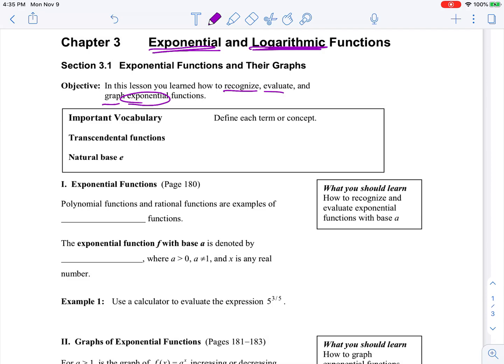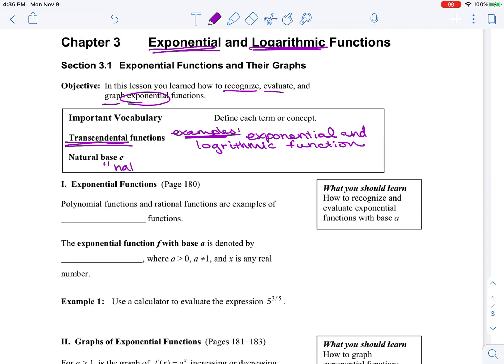So here is some important vocabulary. A transcendental function, you can read that in the first paragraph of the section, but some examples of non-algebraic, or transcendental, functions that we're studying are exponential and logarithmic functions.